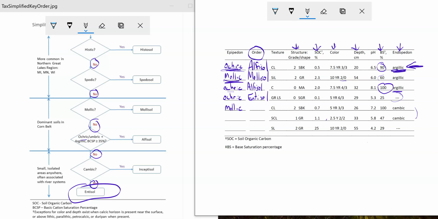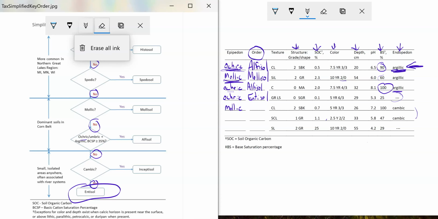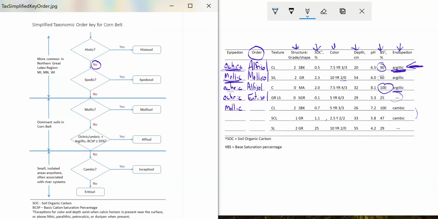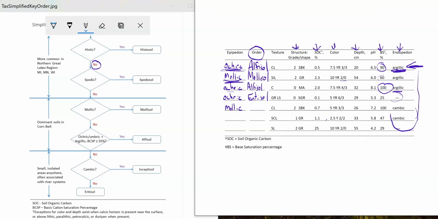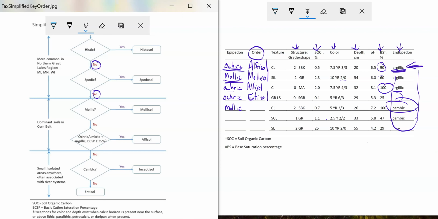Well, we've got one more to do. We'll erase all of these and reset it for one last time. Does it have a histic horizon? It's got a molic, so the answer is no. Does it have a spodic horizon? We're looking over here. Nope, it's got cambic, so that's not spodic, so no. Does it have molic? It does. It's got a molic, so the answer is yes. So we have a Mollisol.